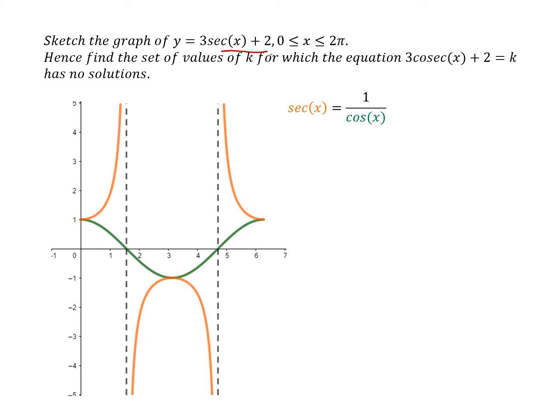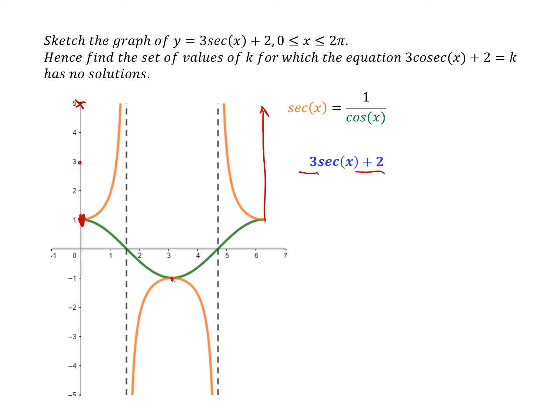I'm still trying to draw the graph of 3 sec x plus 2. So what I'm doing, I can think of this as 2 transformations. The first transformation is multiplying by 3, and then the second is adding 2. So when I look at this point here, the value of y is multiplied by 3, so that would take it up to 3, but then we're adding 2, so this value of y would become 5, and so would this value of y become 5.